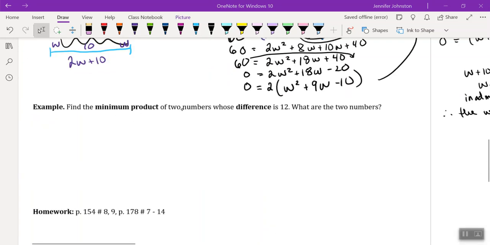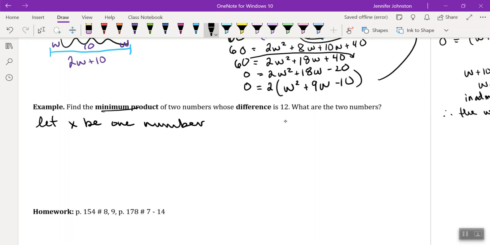Alright, so find the minimum product. So minimum, that means complete the square, of two numbers whose difference is 12. Okay, what are the two numbers? So let's say let x be one number, and then off this side we're going to find our difference. So x, and let's just pretend like y is the other number for a second, is equal to 12.